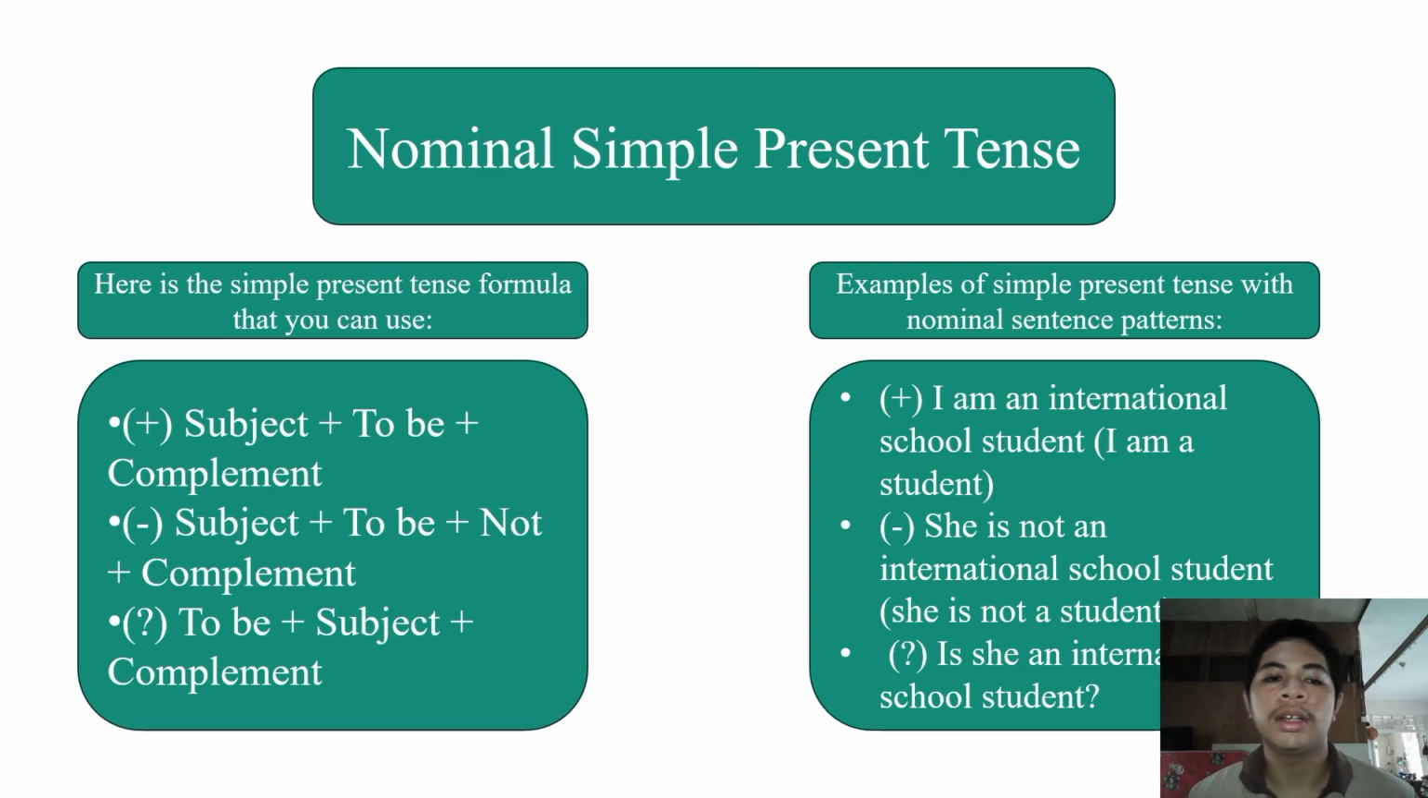Nominal simple present tense. Here is the simple present tense formula that you can use. Positive: subject plus to be plus complement. Negative: subject plus to be plus not plus complement. Interrogative: to be plus subject plus complement.